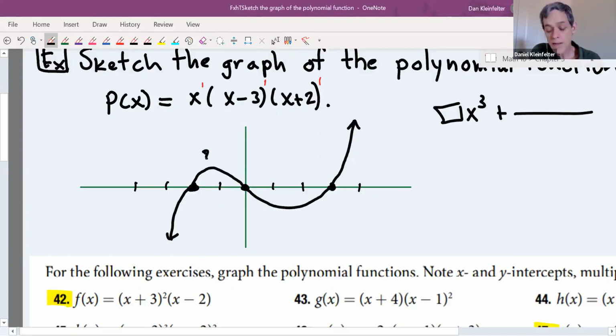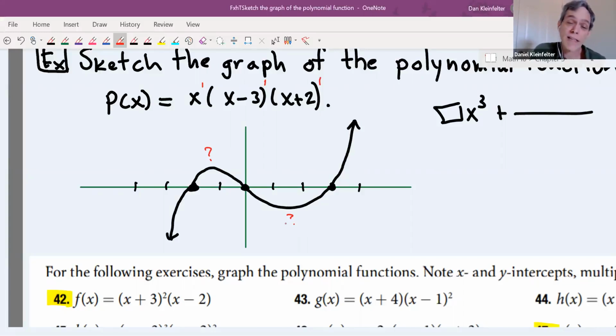How tall these bumps are, we would need to do more work to figure out. We need to plot some more points. In this type of sketch, we're mostly focused on the end behavior of the graph and the behavior near the zeros. So we know that the graph will have its left end down, right end up, and it's going to cross at all three of its x-intercepts.